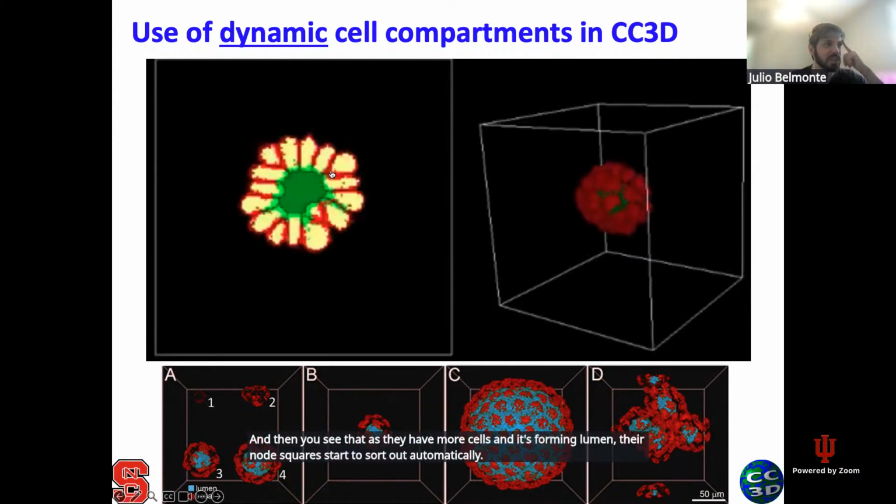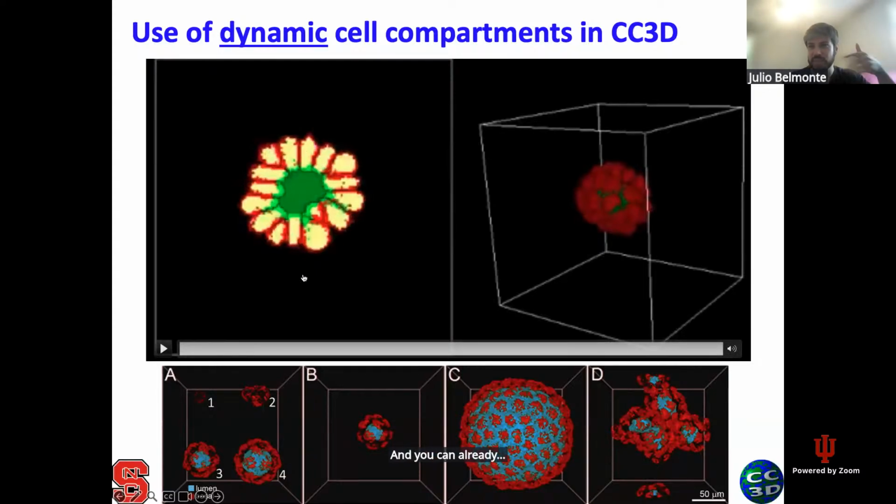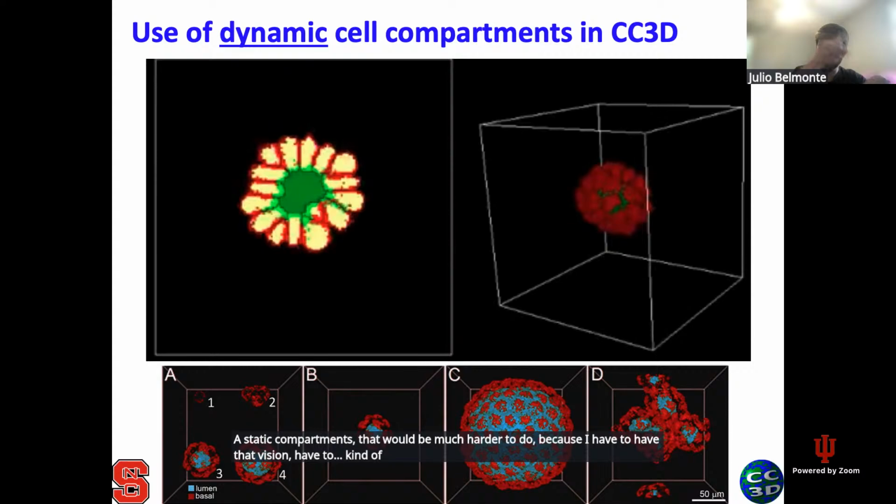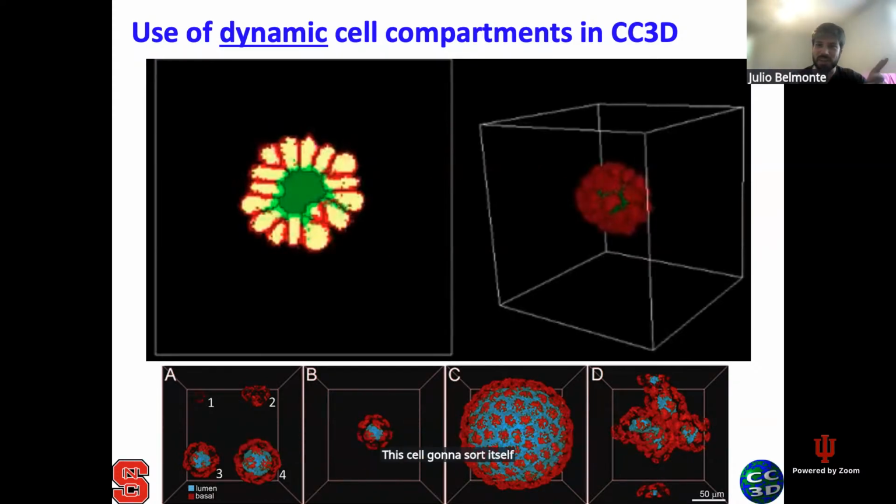And you can already appreciate that if I have to do that with static compartments, that would be much harder to do, because after that vision I have to make a loop over what the cell environment is, where I should place the basal side, where I should place the apical side. Well, there's going to be no solution for that. But if I have dynamic compartments, I don't have to worry about it. The cell is going to sort itself out. And so the model is more intelligent, it's smarter this way, and makes my life easier.